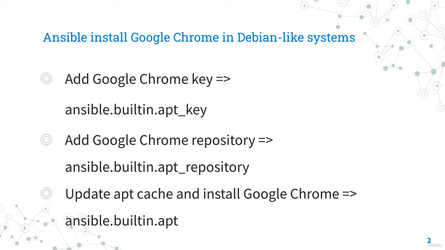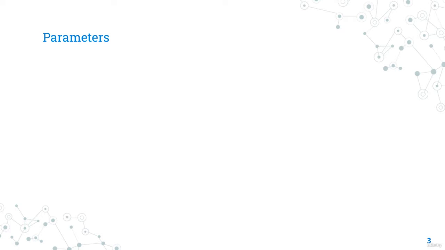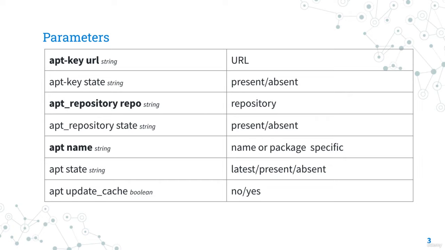Seems too complicated? It is not. I will show you. For the ansible.builtin.apt_key Ansible module, I'm going to use 2 parameters, URL and state. The URL parameter specifies the URL of the repository GPG signature key and the state verifies that it is present in our system after the execution.